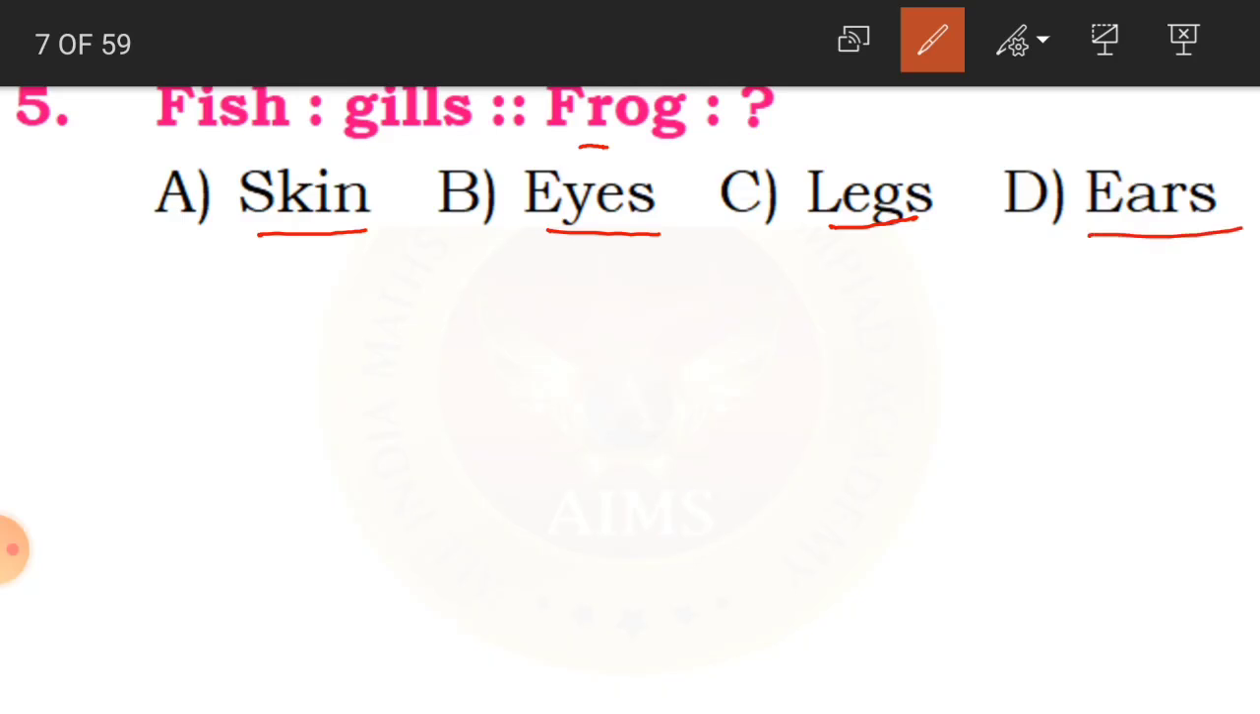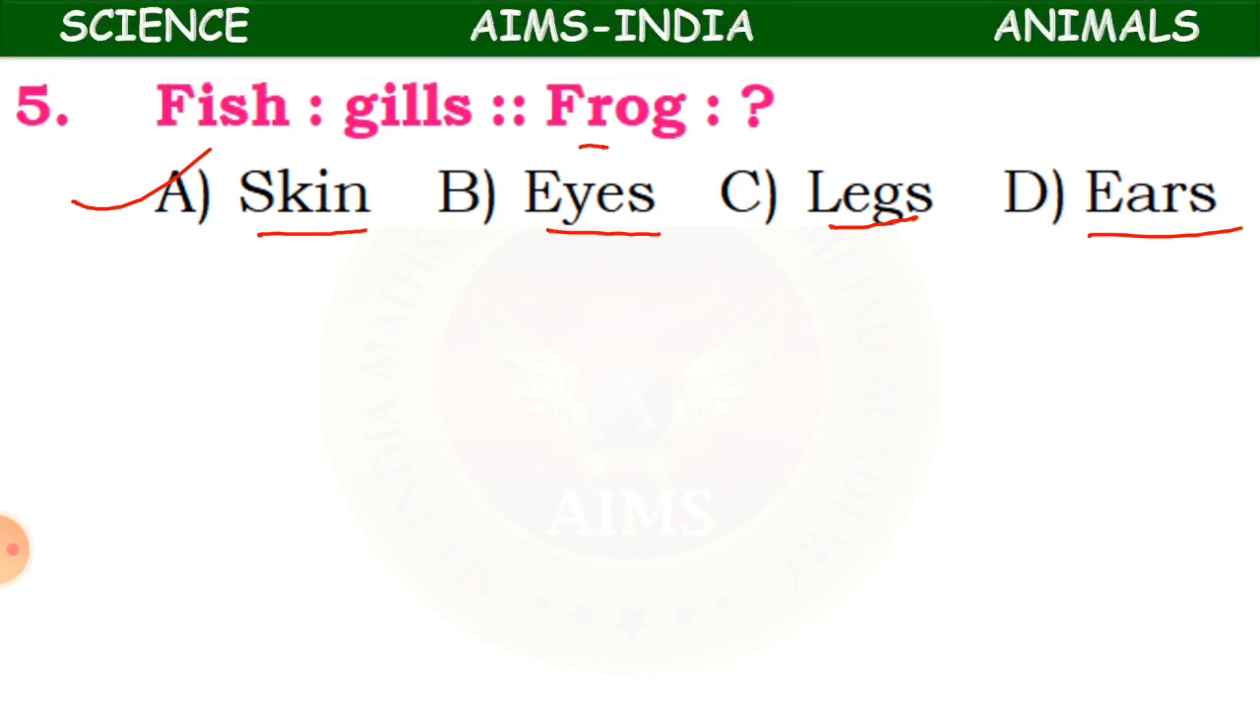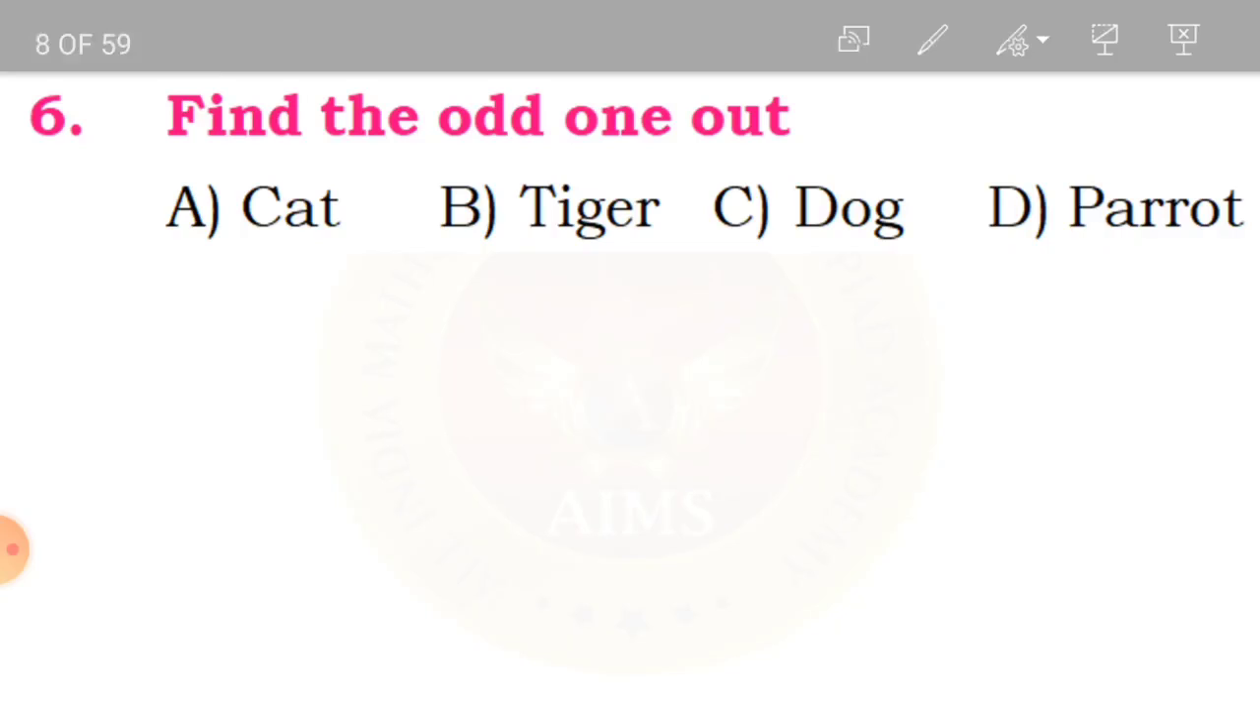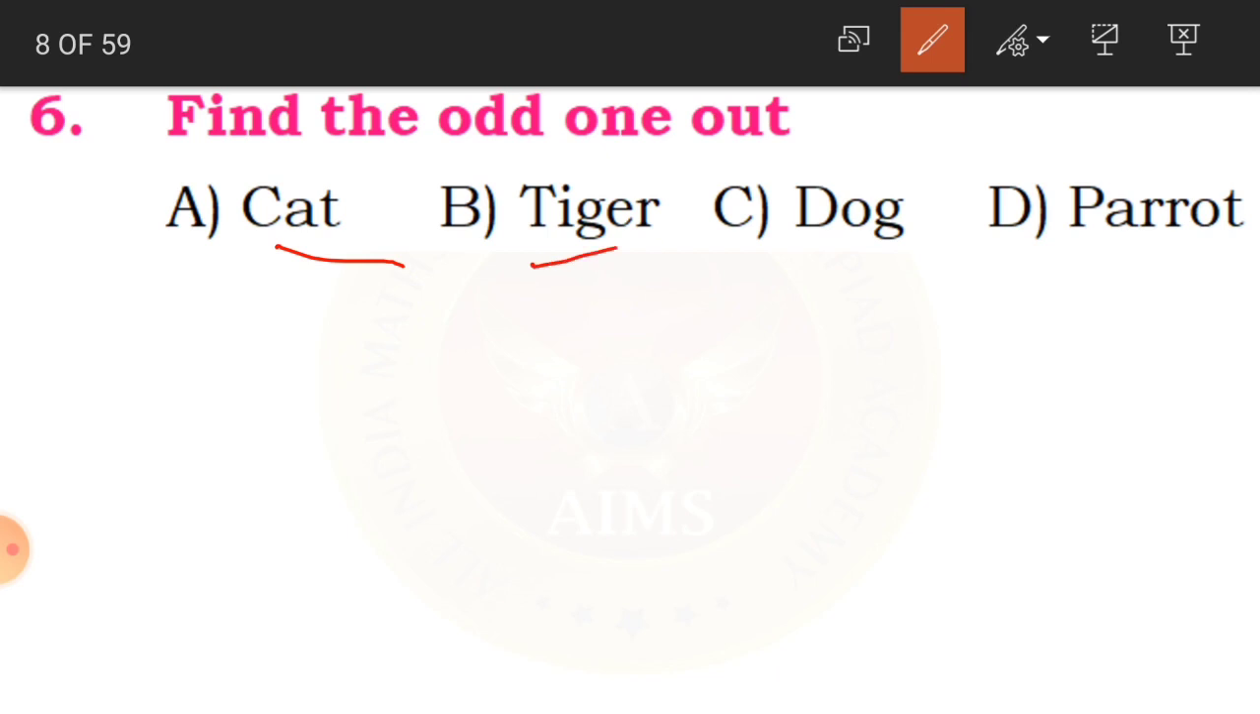And what did we learn from our lesson? A option is the correct one, that is skin. Okay, skin. Clear, it breathes through its skin. Sixth question, find the odd one out. Again, which is different from the remaining three. A option is cat, B is tiger, C is dog, and D is parrot.